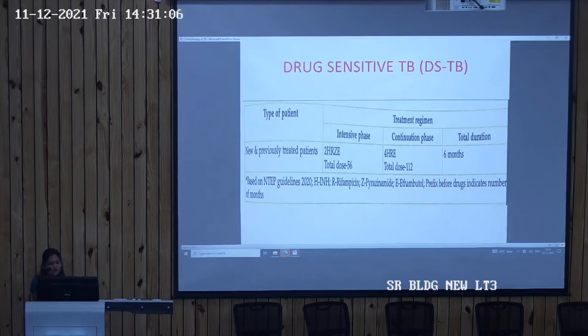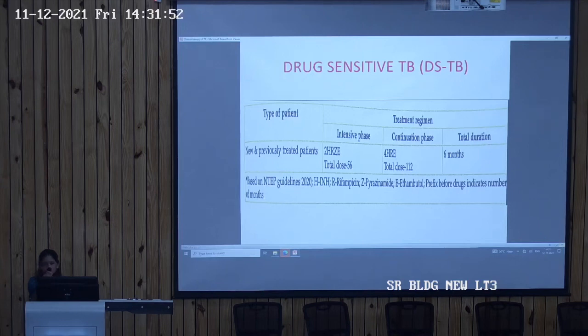So there are 4 drugs for 2 months, HRZE, in the intensive phase, and in the continuation phase the aim is to eradicate the disease, and that is for 4 months, 3 drugs, HRE. Now a daily regimen is given, and fixed dose combinations are given. So with the National Tuberculosis Elimination Program 2020 guidelines, they are now given as continuous treatment, a daily regimen. Earlier there was an intermittent regimen; now the daily regimen will be given. 4 drugs for 2 months and 3 drugs for 4 months in the continuation phase.